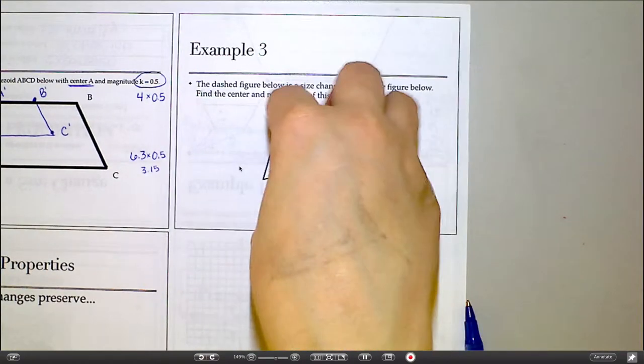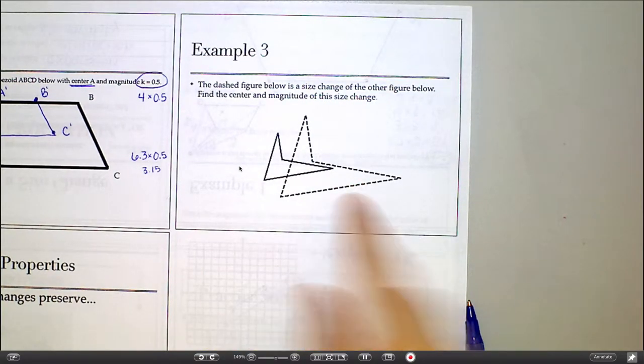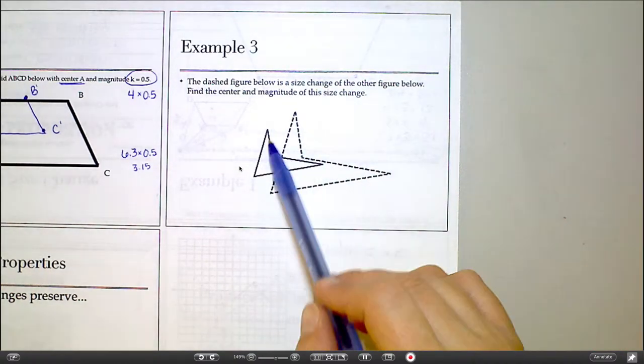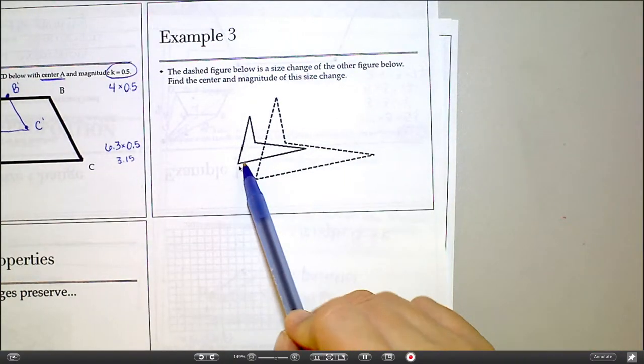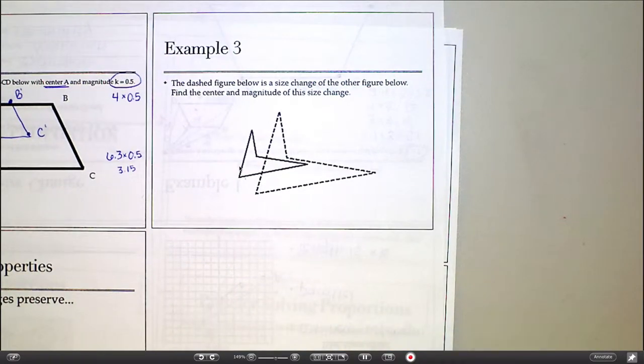Okay. Example 3 gives you one that's already done. They give you 2 pictures. They said one is the size change of the other. Okay, let's see. Which one is the original here? Yeah, the dashed figure is a size change of the solid figure. So this is my original. I want to find the center and the magnitude. Any thoughts about how I could find where the center would be?